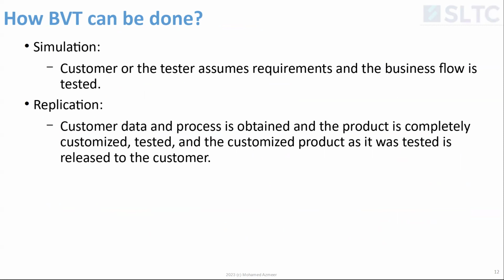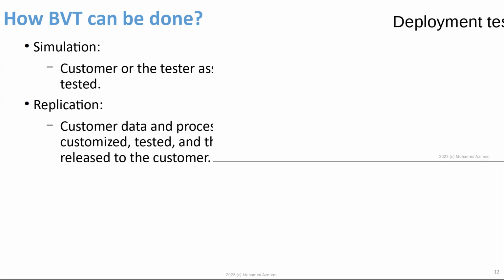Now, how do we do the BVT? Two ways you can do. One is called simulation. So you can simulate the customer requirement and the data and see how it works there. Number two is called replication. Now for this, you take the real customer data, load it to the system and see whether it is working. Either way you can do it. So simulation is where you look at the customer's requirement and the business flow, and you try to replicate the way they do it. Whereas under replication, you take the data from the client, load it here, and then run that and see whether it works.